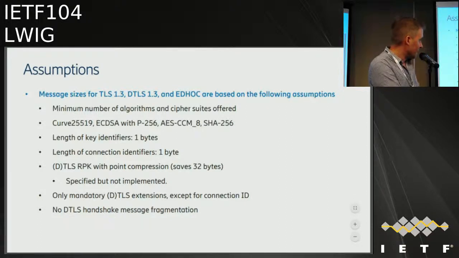There are only mandatory TLS and DTLS extensions, except for connection ID. We feel that connection ID is a very important use case for LWIG deployments, and it also makes the comparison with ad hoc better. And there's no DTLS fragmentation. That would add more.